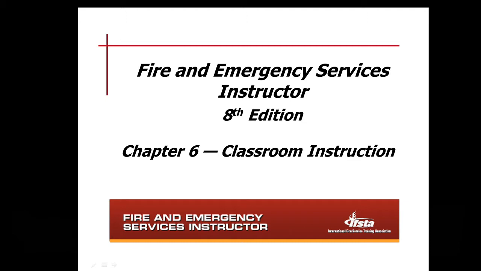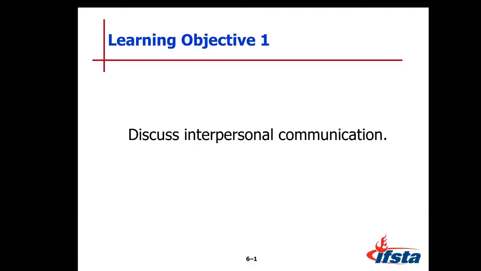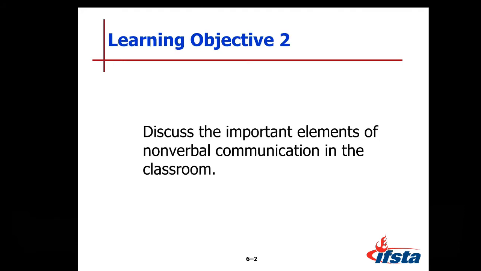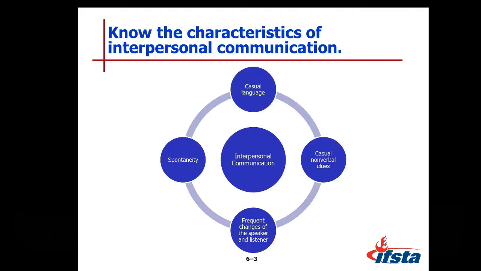So, Chapter 6, Classroom Instruction. Learning objective number 1, discuss interpersonal communication. Learning objective number 2, discuss the important elements of nonverbal communication in the classroom. We need to know the characteristics of interpersonal communication. We have casual language, casual nonverbal clues, frequent changes of the speaker and the listener, and spontaneous communication, and that all encircles interpersonal communication with each other.